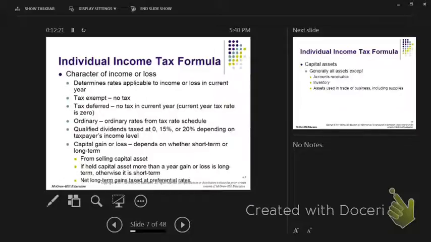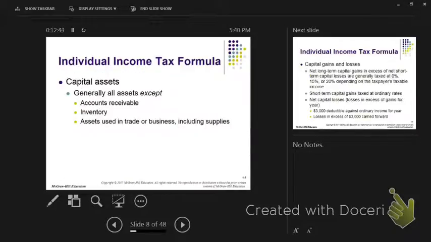Capital gains and losses, it's a whole chapter on that. It depends on whether they're short or long term. If they're long term, you have a better tax rate. The government's trying to incent you to invest in long term versus short term rates. Short term rates are usually going to be exactly what you're already paying. Long term are going to get better rates. Capital assets are usually anything except for accounts receivable, inventory, and any other asset that is used in the sale or exchange of businesses like supplies.